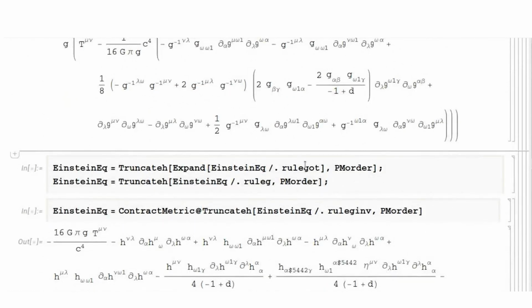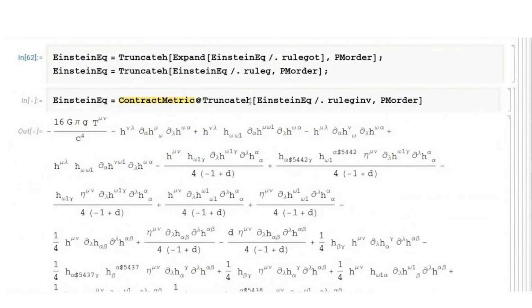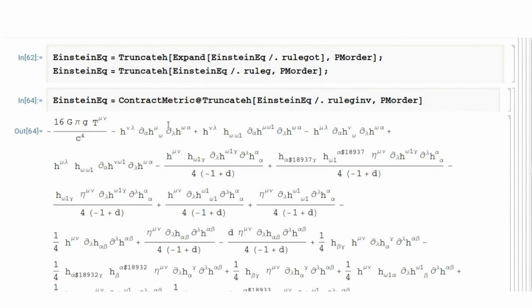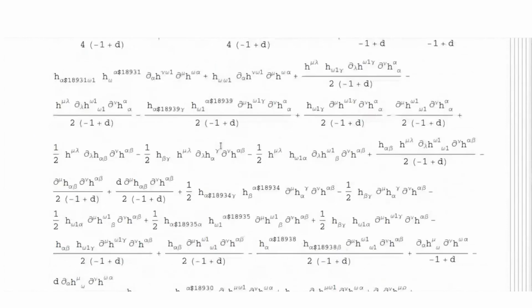And now I use my rules to replace everything in terms of h, and I truncate at every step. And here is the final result. So the Einstein equations are there.